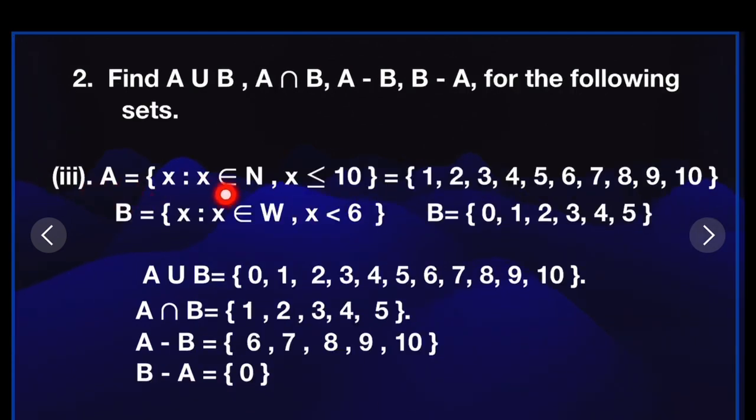A is equal to X belongs to N, X is less than or equal to 10. List out all the natural numbers less than or equal to 10. And X belongs to W, X is less than 5. So B is equal to all whole numbers, start from 0 to 5. So now you know A and B. Now you can do A union B, intersection, A difference of both the sets.